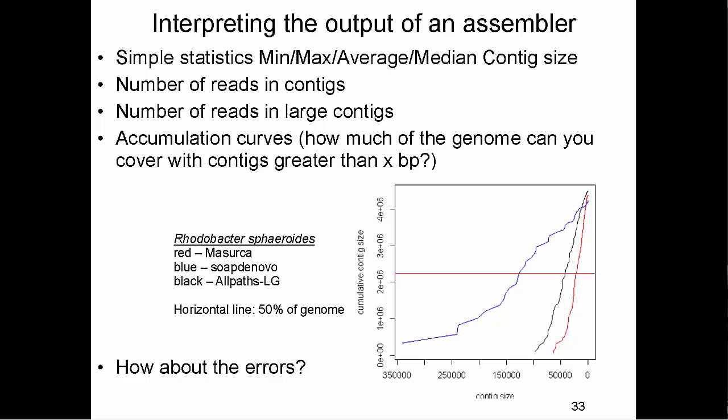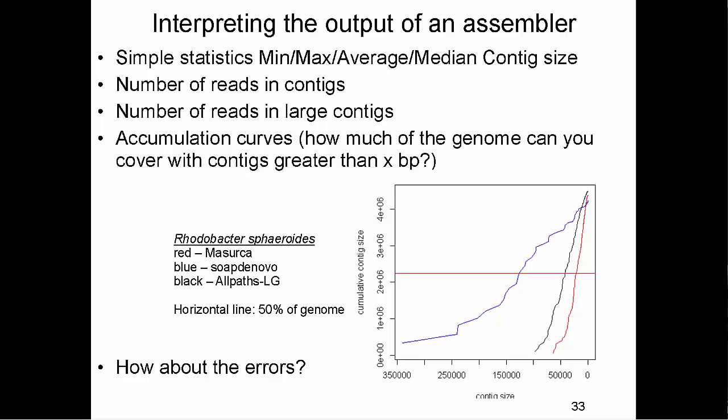Some trends are immediately apparent. The blue assembly, constructed with SOAPdenovo, contains larger contigs than the other assemblies but comprises overall a smaller total size, while the black All-Paths-LG assembly has smaller contigs and a larger total size. The red Mazurka assembly has contigs smaller than either SOAPdenovo or All-Paths-LG and comprises less total DNA than All-Paths-LG but more than SOAPdenovo.